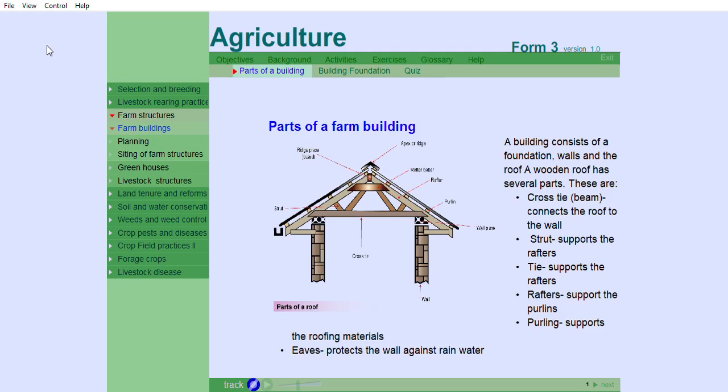These are cross-tie beam, which connects the roof to the wall; strut, which supports the rafters; tie, which supports the rafters; rafters, which support the purlins; purlin, which supports the roofing materials; and eaves, which protect the wall against rainwater.